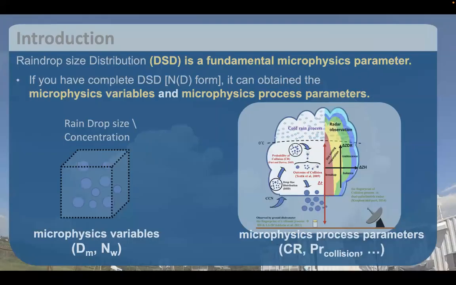So first, what is a raindrop size distribution, DSD? It is a fundamental microphysics parameter. If we have a complete DSD, we can obtain the microphysics variables which describe the raindrop size and concentration, and we can also calculate the microphysics process parameters, which indicate the importance of each microphysics process.